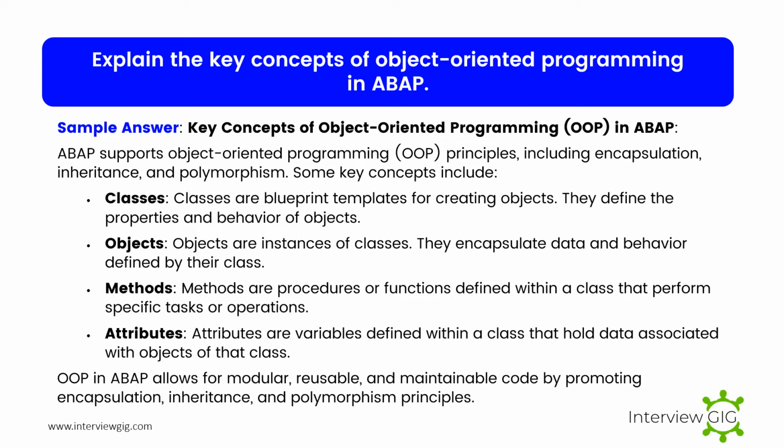Objects. Objects are instances of classes. They encapsulate data and behavior defined by their class. Methods. Methods are procedures or functions defined within a class that perform specific tasks or operations. Attributes. Attributes are variables defined within a class that hold data associated with objects of that class. OOP in ABAP allows for modular, reusable, and maintainable code by promoting encapsulation, inheritance, and polymorphism principles.